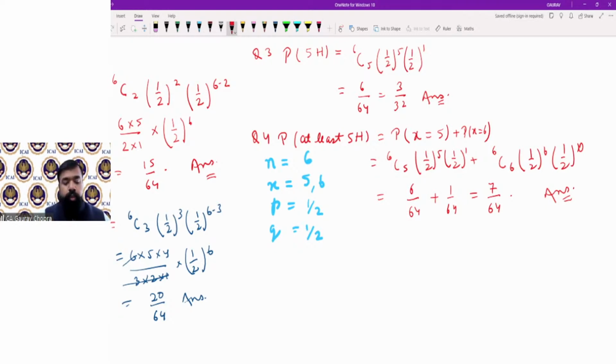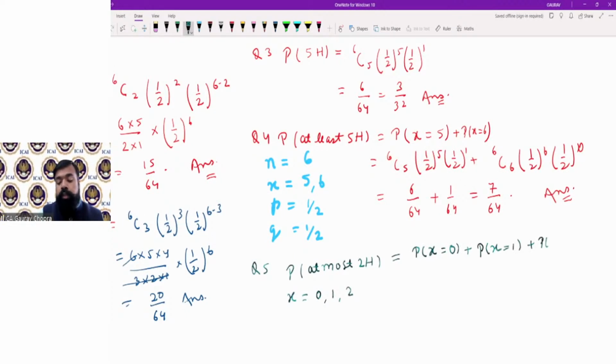Now let me take one or two more. Question number 5. What is the probability of getting this time at most two heads? Then what we have to do? So in this case, what will be the x? X is at most two, means maximum two heads, not more than two. So we can take 0 heads, 1 head, and 2 heads. So in this way, we have to solve. So probability of x equal to 0 plus probability of x equal to 1 plus probability of x equal to 2. So these become the three parts.